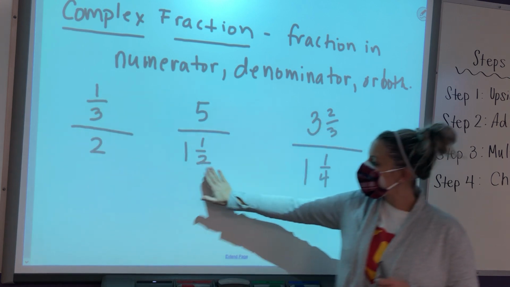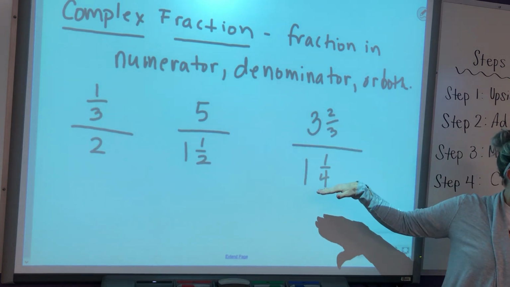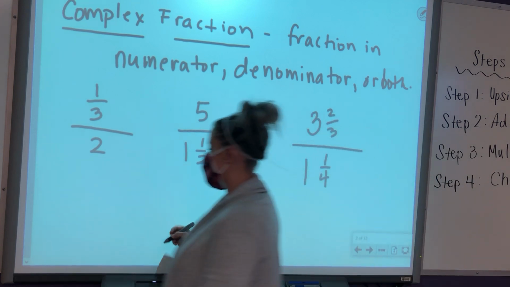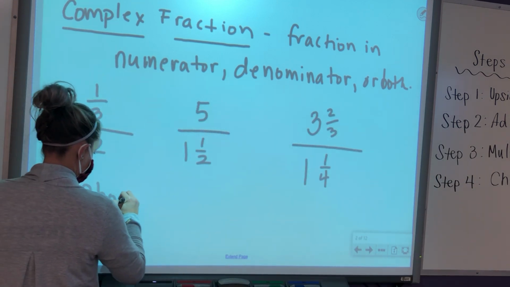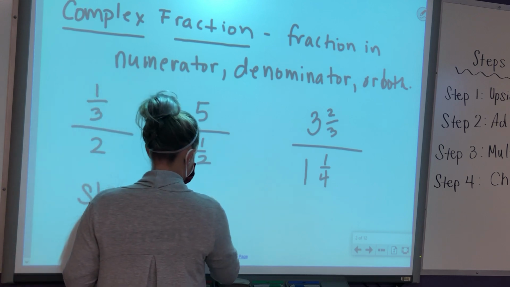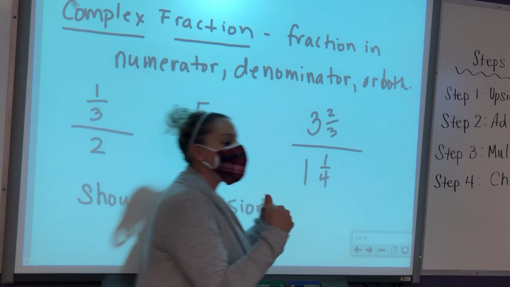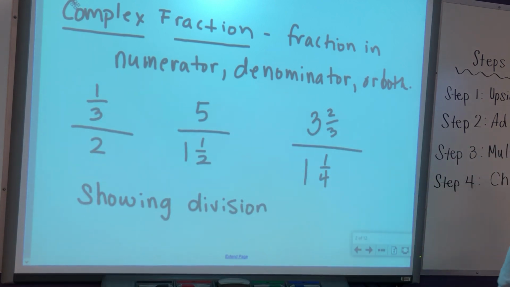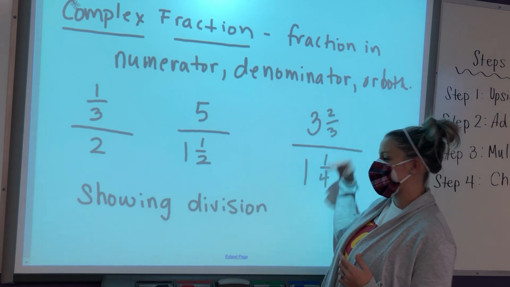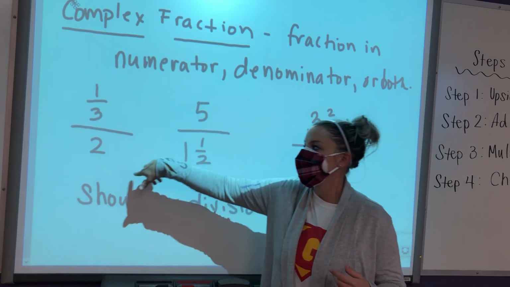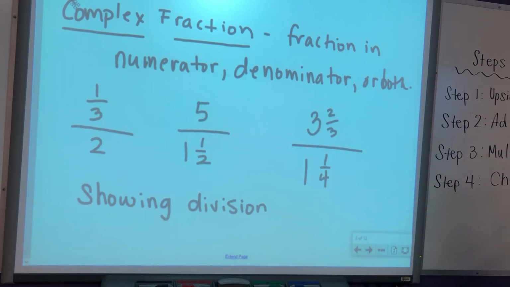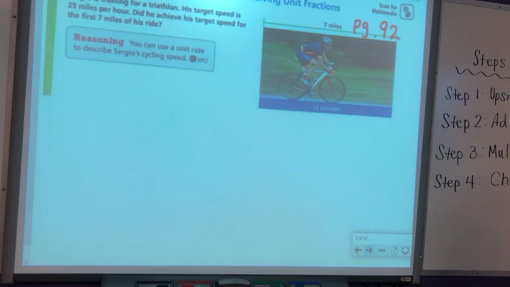Fraction in the numerator, fraction in the denominator, or both. Okay? And we know that this is just showing division. So with that being said, we also are going to see complex ratios, okay? And complex unit rates or complex rates, where we might have fraction in the numerator, fraction in the denominator, or a combination of one of them. Okay? So that's a lot of what we're going to see today, and we're going to use these to help us solve our ratio problems. So again, we're on page 92.